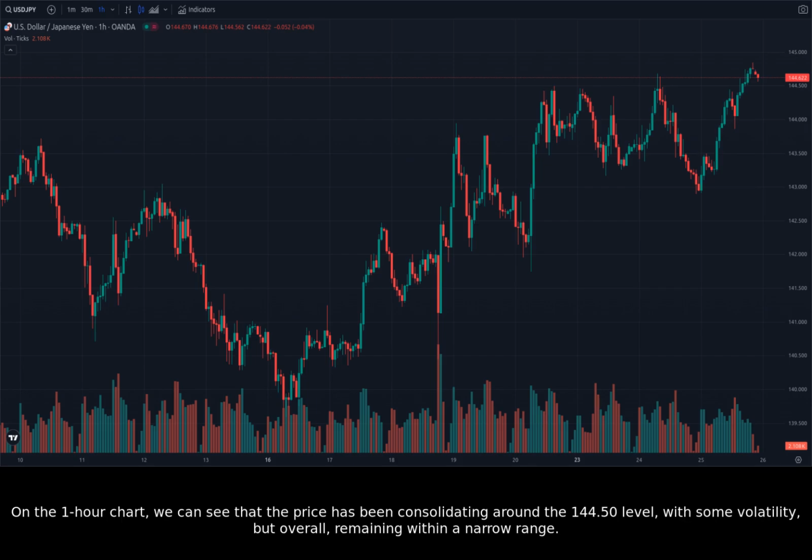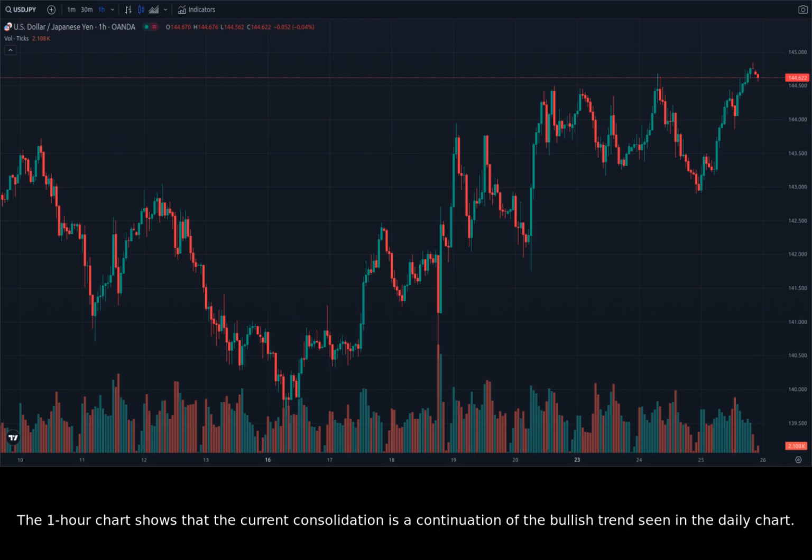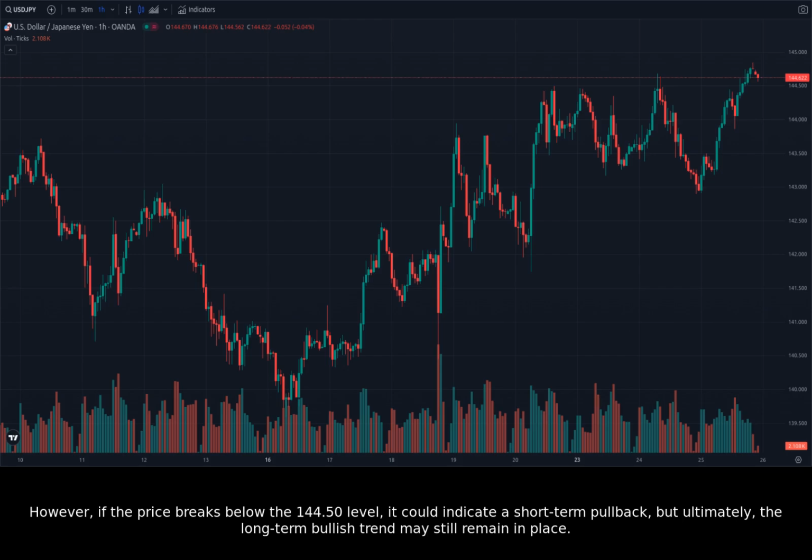On the 1-hour chart, we can see that the price has been consolidating around the 144.50 level, with some volatility, but overall, remaining within a narrow range. The 1-hour chart shows that the current consolidation is a continuation of the bullish trend seen in the daily chart. Traders should look for a breakout above the 144.50 level, which could signal a further rally towards the 145.00 level. However, if the price breaks below the 144.50 level, it could indicate a short-term pullback, but ultimately, the long-term bullish trend may still remain in place.